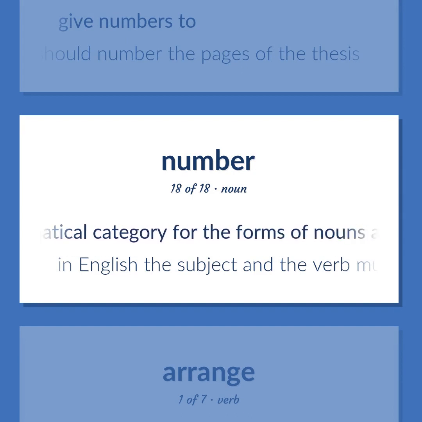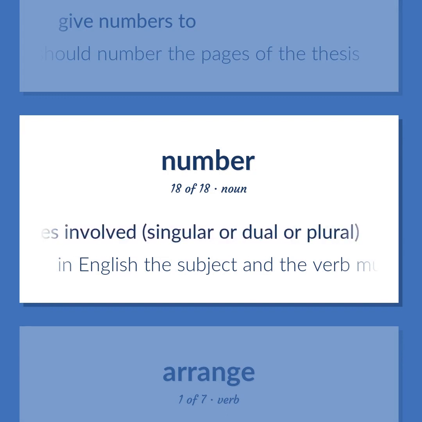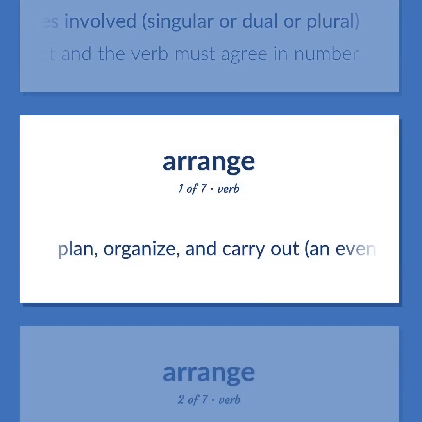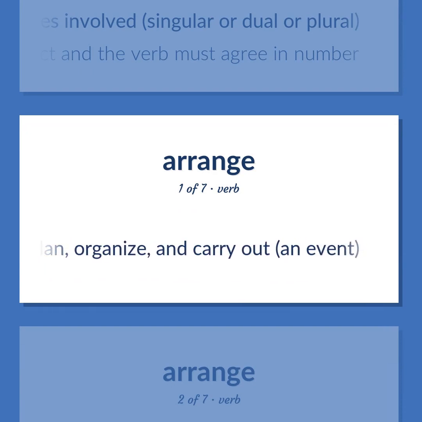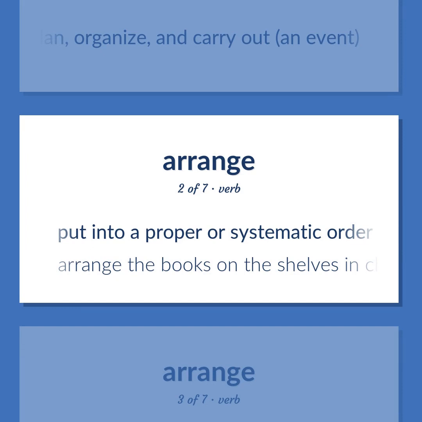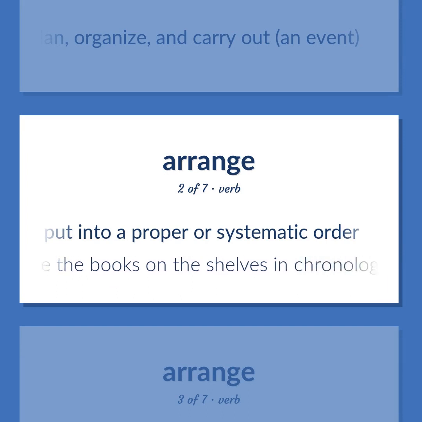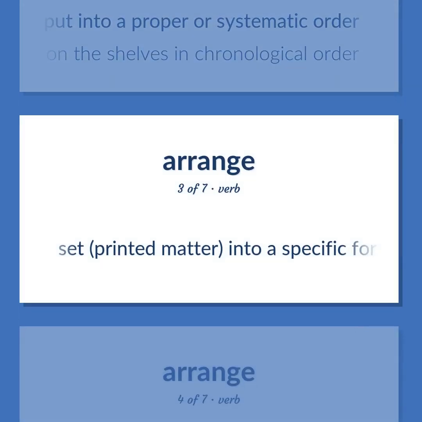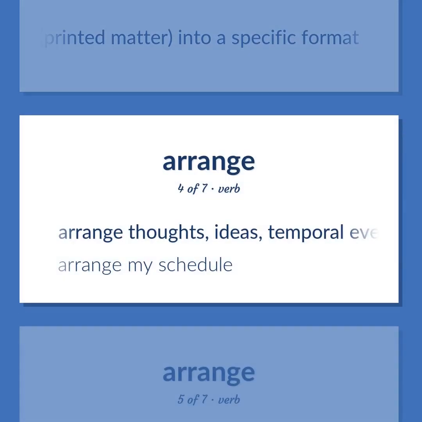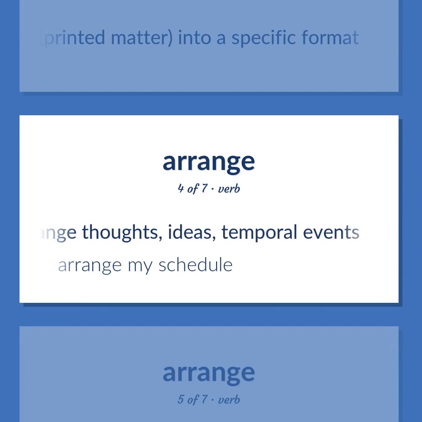The grammatical category for the forms of nouns and pronouns and verbs that are used depending on the number of entities involved, singular or dual or plural. In English, the subject and the verb must agree in number. Plan, organize, and carry out an event. Put into a proper or systematic order. Arrange the books on the shelves in chronological order. Set printed matter into a specific format. Arrange thoughts, ideas, temporal events. Arrange my schedule.